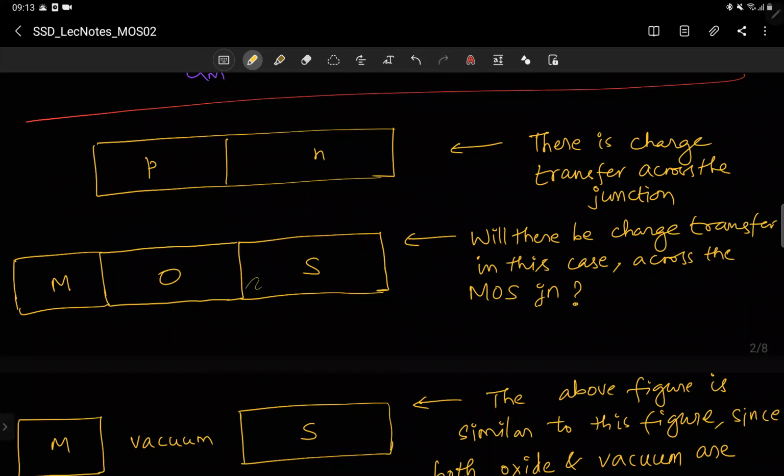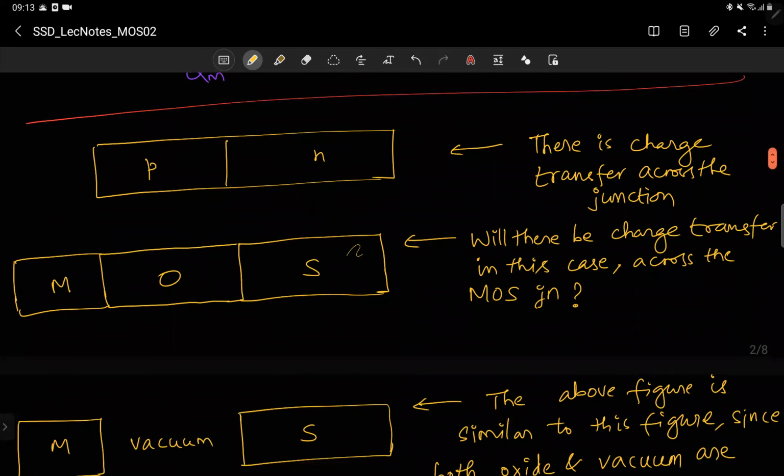If you have a MOS junction like this, if you just have a MOS, that's all, will there be charge transfer in this case across the MOS junction? Will there be any charge transfer? Can somebody answer?